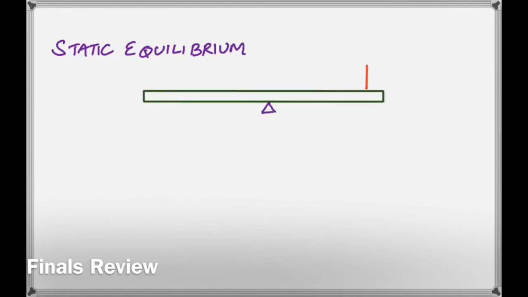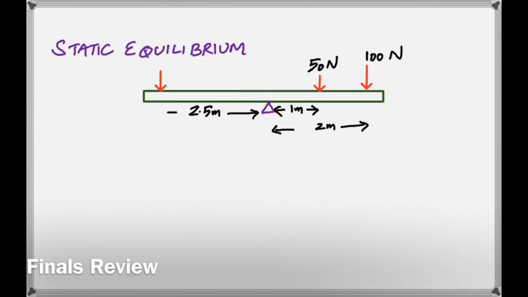All right, this is the lab that we did. So you have the pivot, and it's not a meter stick because you can see that the distances are like 1 meter and 2 meter and all that. So this force of 100 newtons is being applied 2 meters away from the pivot. 50 Newton force is applied 1 meter away from the pivot. 2 forces there, and there is a third force here at 2.5 meter, and I'm asking you to calculate that force.